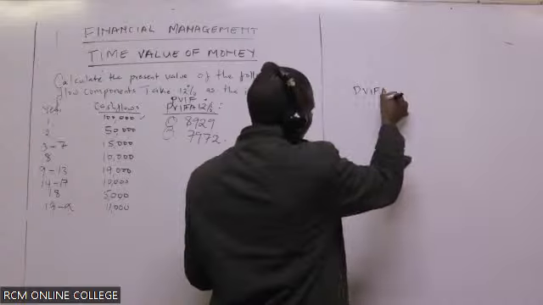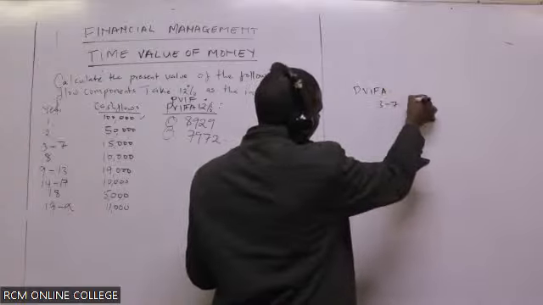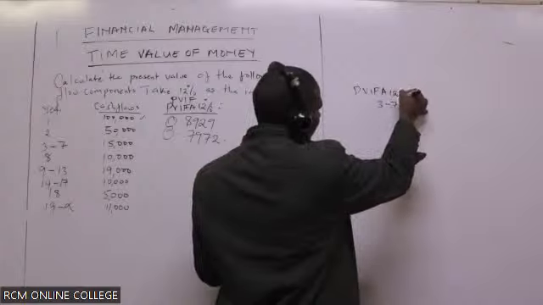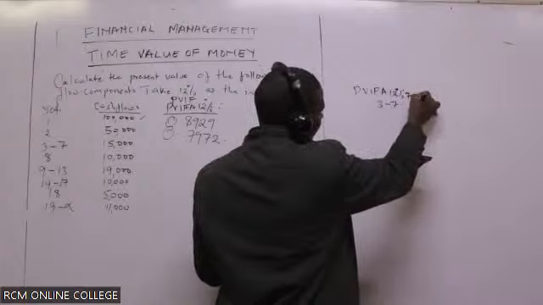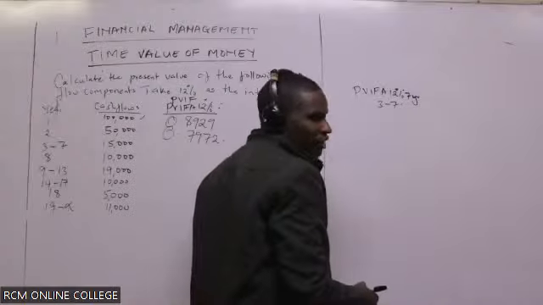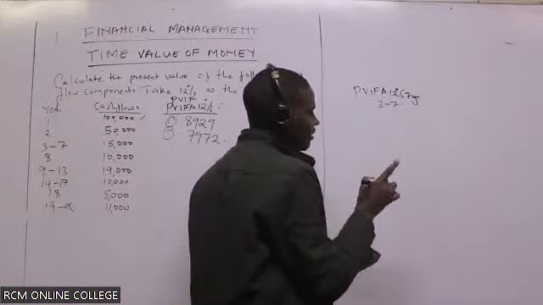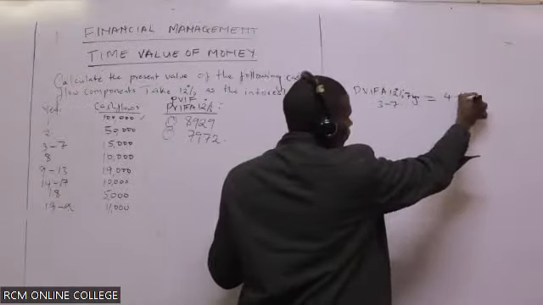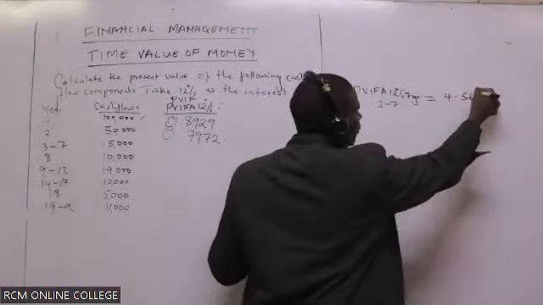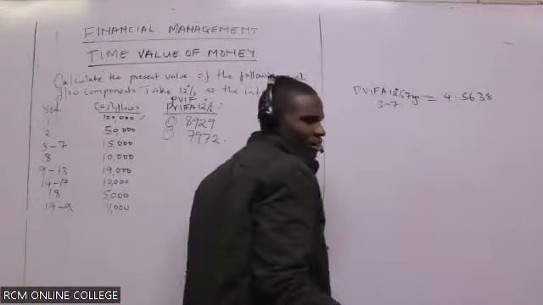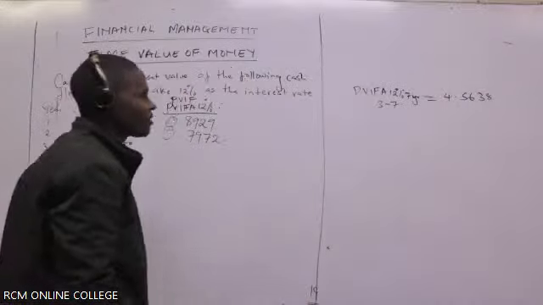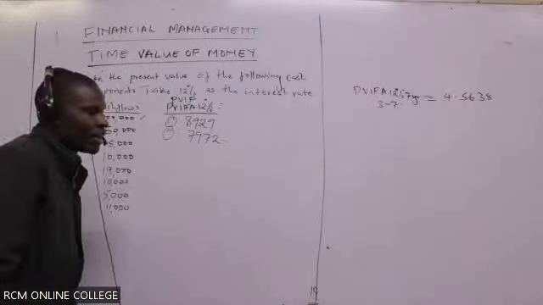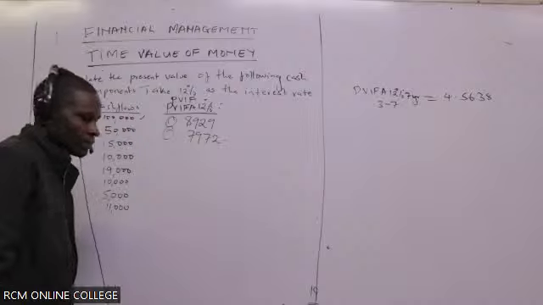PVFA of 3 to 7. PVFA of course 12%. It will be 7 years. That is how we say it. So PVFA 12% 7 years will be equal to 4.5638. Can I get another person giving me that? Use a table, use a calculator, please. I want that to be the correct answer.